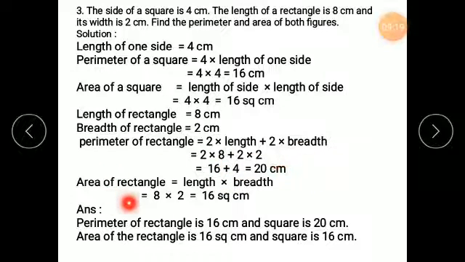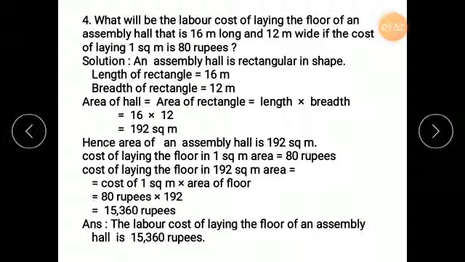Now what is the area of a rectangle? Length into breadth. So see, all the formulas are given here, in the same question: perimeter of a square, area of a square, perimeter of a rectangle, area of a rectangle. So length into breadth, 8 2s are 16, hence 16 square centimeter. So summatively we will write down the answer. Perimeter of a square is 16 centimeter and rectangle is 20 centimeter. And the area of a rectangle is 16 square centimeter and the square is also 16 square centimeter. It should be square centimeter.